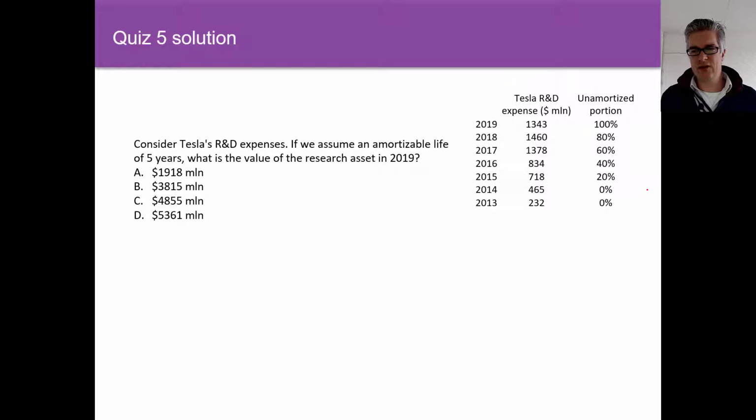So if you have a company for which knowledge that you gained, let's say 10 years ago, is still very important, then a 10-year amortizable life makes more sense. If you're doing something like software development, then maybe even a lifespan of 2 years or 3 years would be way better. So it kind of depends on how you can defend what is going on here. But suppose we have this amortizable life of 5 years. My question to you is, what is then the value of the research asset in 2019?